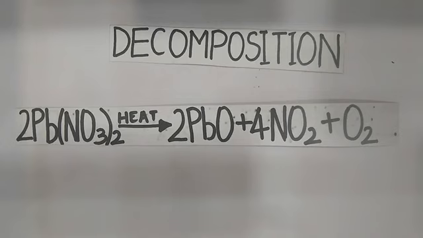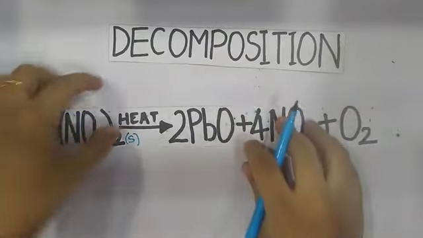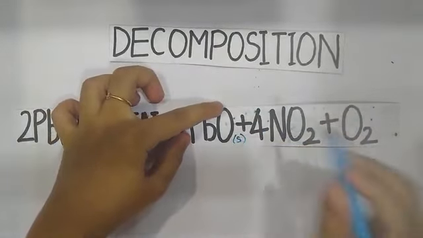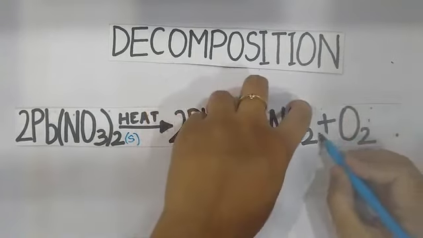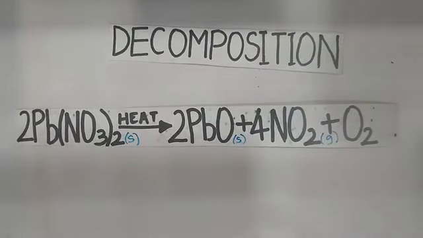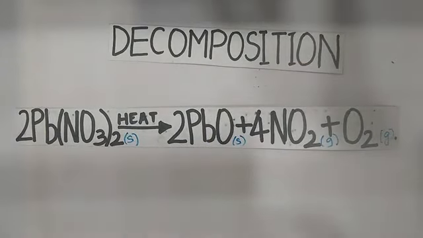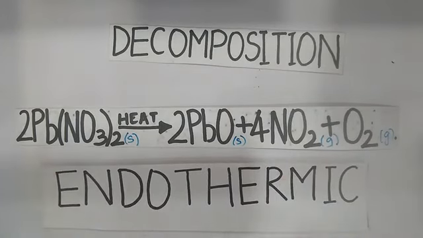So we'll have to indicate the state of matter, which is solid, heating to give us PbO, which is again solid. NO2 is a gas, and this is the emission of brown fumes, alright? And then we have oxygen, which is also a gas. So this is another example for decomposition reaction. And also because it is taking in heat to break these compounds, it will also be an example for an endothermic reaction, alright?